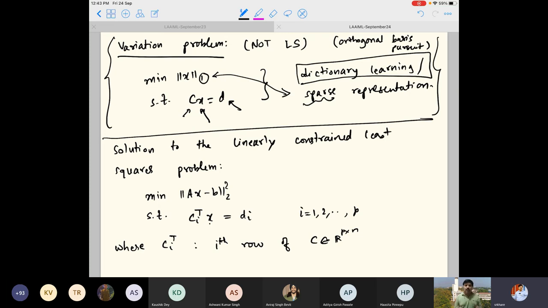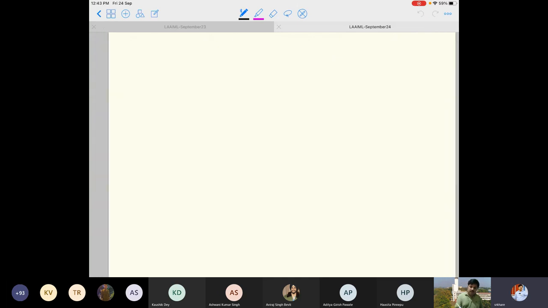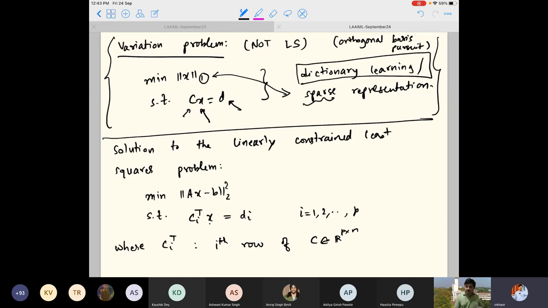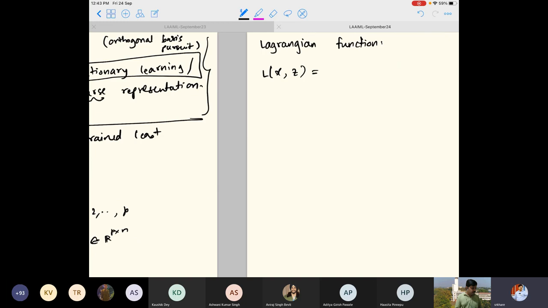So what we will do is we will apply the Lagrange function. Okay, so we form the Lagrangian function. So the Lagrangian function is the following, right? That Lagrangian function is a function of two variables x and z. And how many Lagrange variables will be there? The Lagrange variables will be p, right? z1, z2 up to zp.